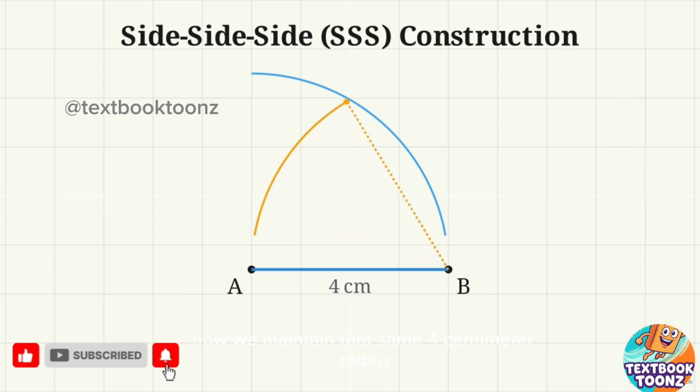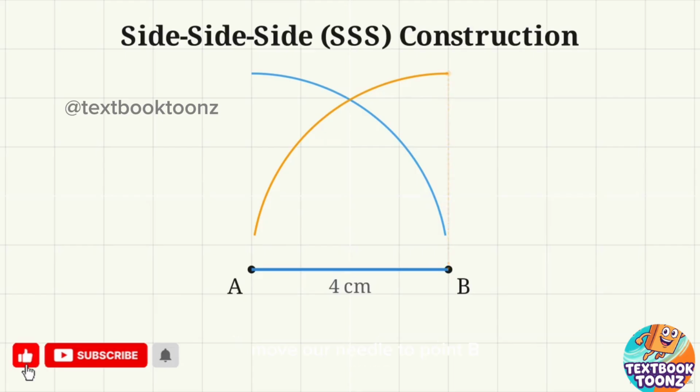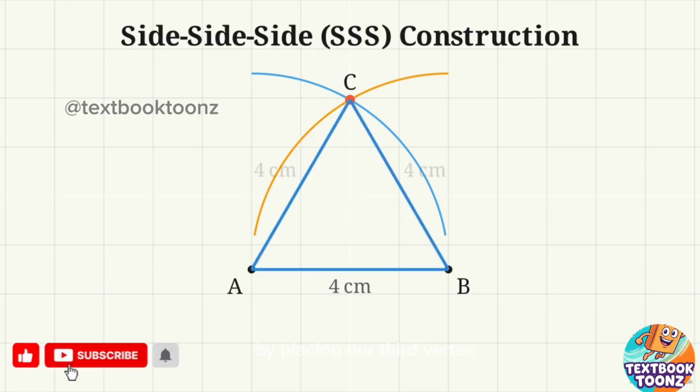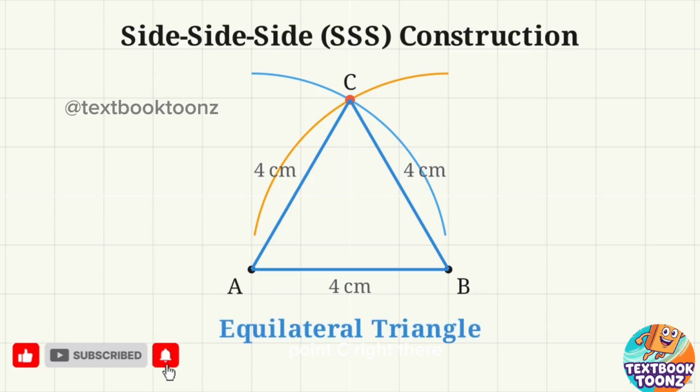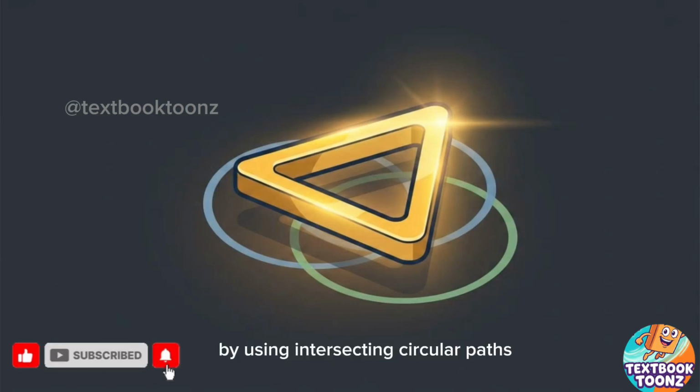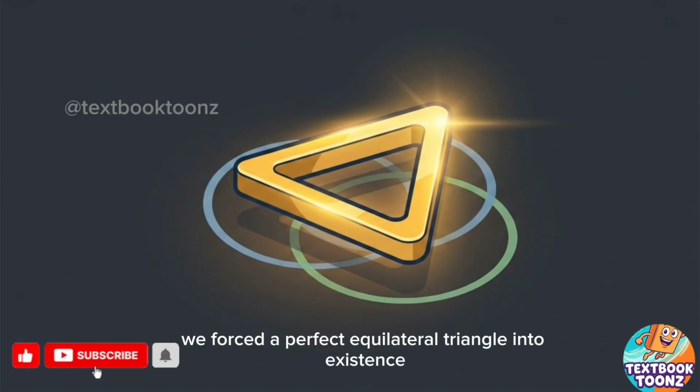Now, we maintain that same 4-centimeter radius, move our needle to point B, and sweep a second arc through the first one. Look at the exact spot where those two curves collide. That single point of intersection satisfies both conditions at once. By placing our third vertex, point C, right there, we guarantee the remaining 2 sides are exactly 4 centimeters long. We removed all guesswork. By using intersecting circular paths, we forced a perfect equilateral triangle into existence.